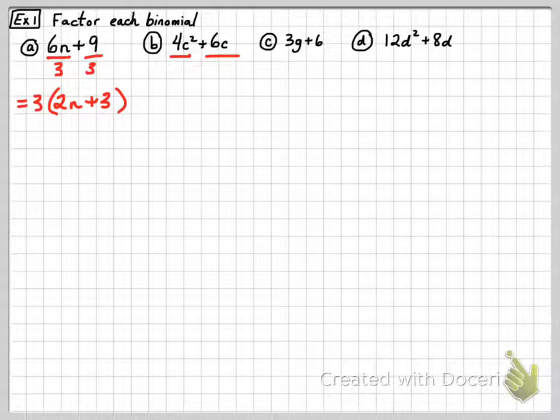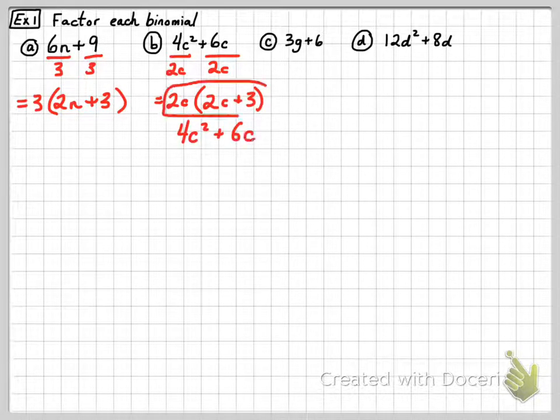For 4c squared plus 6c, I can divide 2 into both of those terms, and I can also divide a c out of both of those terms. So now I can express my answer as 2c times, what's left is going to be (2c plus 3). And you can multiply it out to double check.